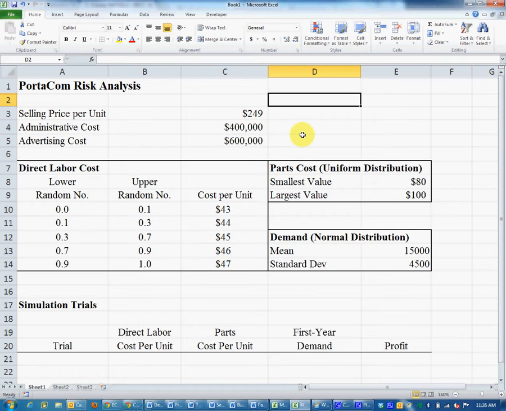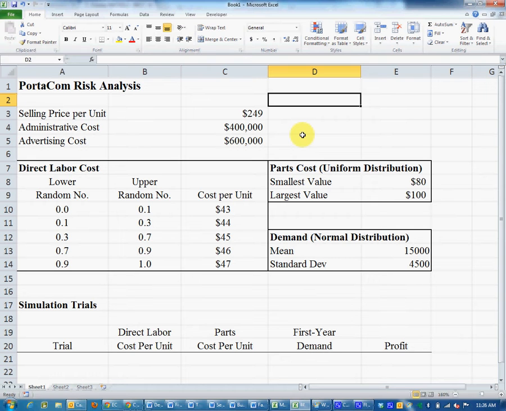If we look over at the other boxes, let's go over to parts cost. You have your uniform distribution, which we've already covered. So we have our smallest value and our largest value in uniform distribution. We already know how to do that. Normal distribution, our mean and our standard deviation, that should look familiar. We already learned how to do that as well. The new piece is the direct labor cost.